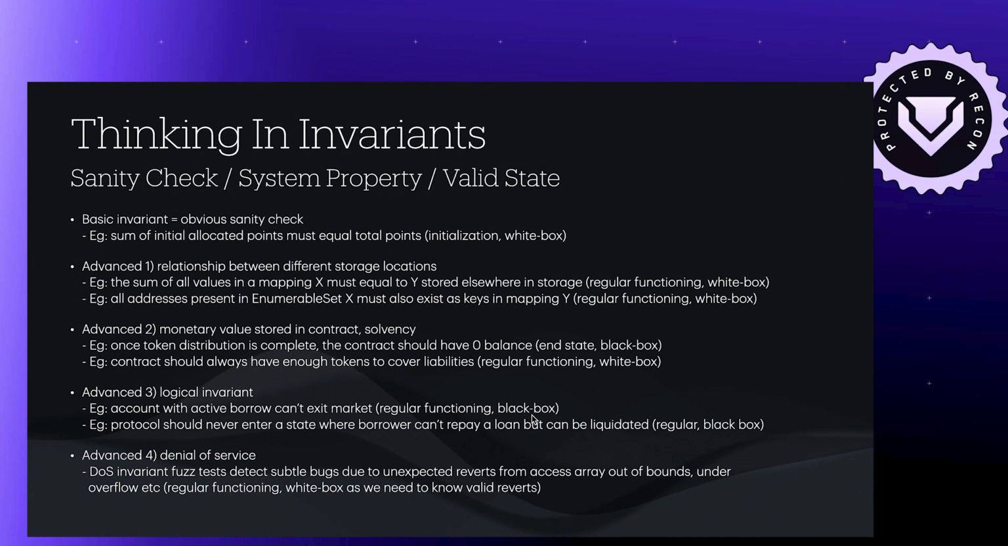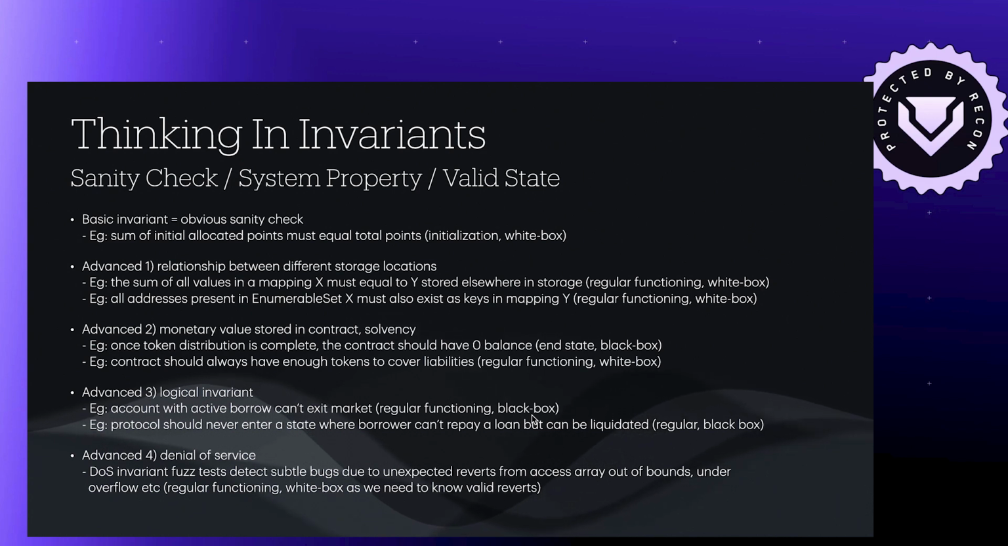A second category of advanced invariants is when monetary value is stored in a contract and it's related to the concept of solvency. So for example, let's say that we've got a contract that distributes tokens. Well, when the contract's token distribution is complete, the contract should have a zero balance, right? This is an end state, it's an end of life cycle, and it's a black box. Why? Because we don't have to care about how the contract actually distributes it. We don't actually need to read the code for how the contract distributes tokens at all. The only thing we care about is that whenever it's finished, whenever it goes into the end state, there should be no tokens remaining in the contract.